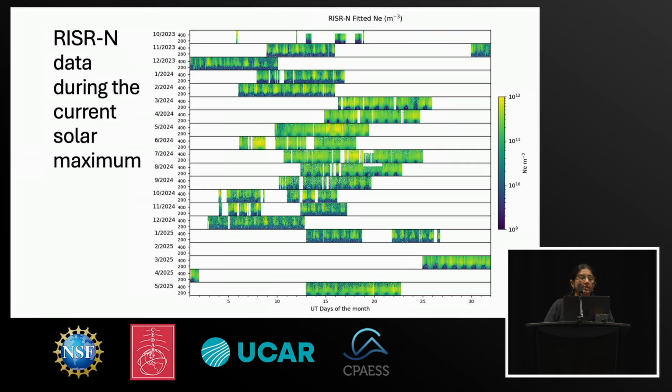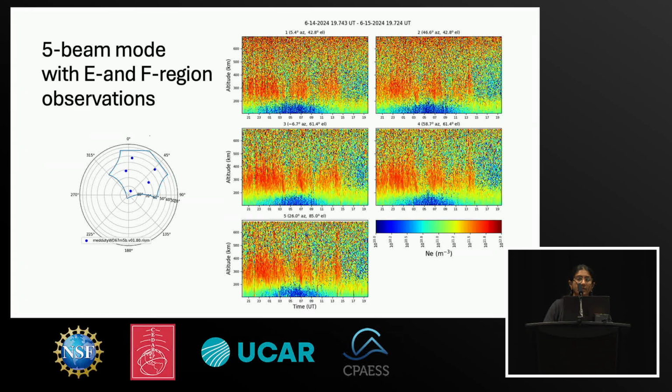So in 2024, this looks like the solar max year, and we tried to make the 10 to 15 day measurement runs for each month. So each month, across variable geomagnetic conditions, we have runs, and you can see the day-night transitions here. What most of these runs look like is this. We run 5-beam mode with E and F region observations.